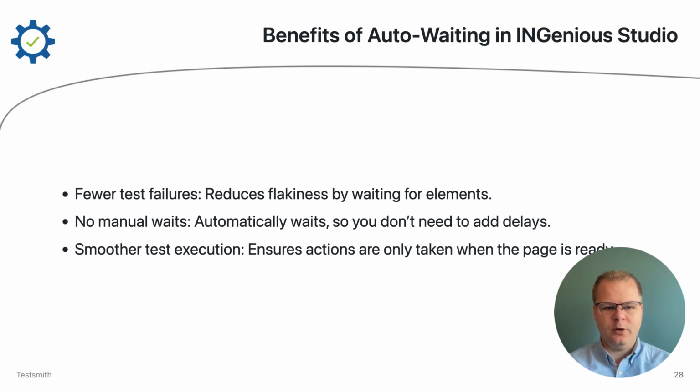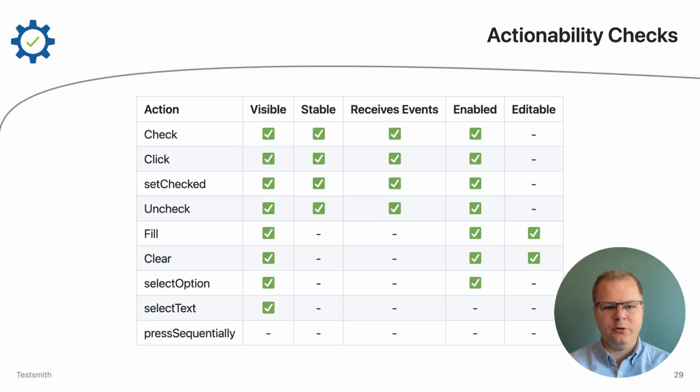With this smart auto-weighting feature, INGenious Studio automatically waits for the right conditions to be met before performing any action, significantly reducing flakiness in your tests. As a result, you get more reliable and stable tests without needing to manually add wait times or retries.